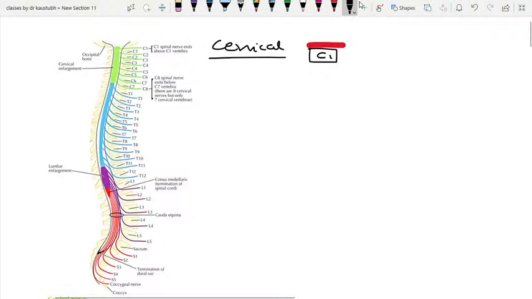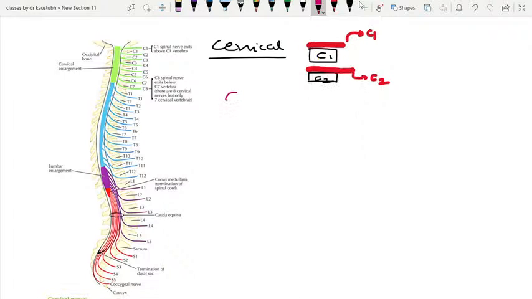Similarly, if I draw C2, then the spinal nerve of that level is leaving above C2. So if you look here very carefully, this nerve is C1, this nerve is C2. This is the orientation in almost the entire cervical column. But the change happens when it goes to the C7 vertebra.